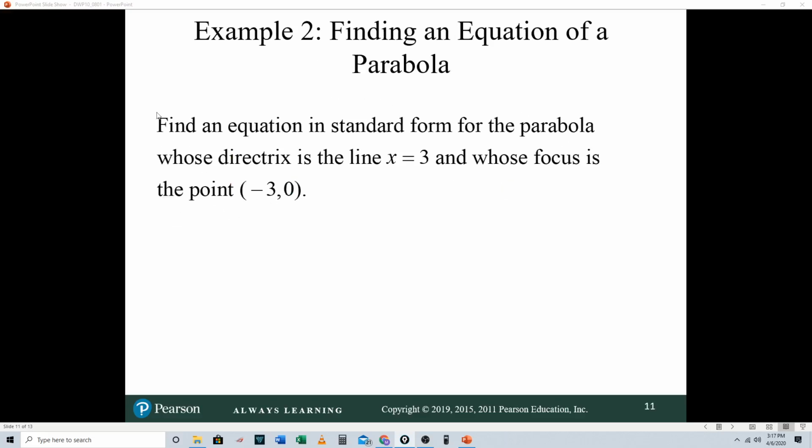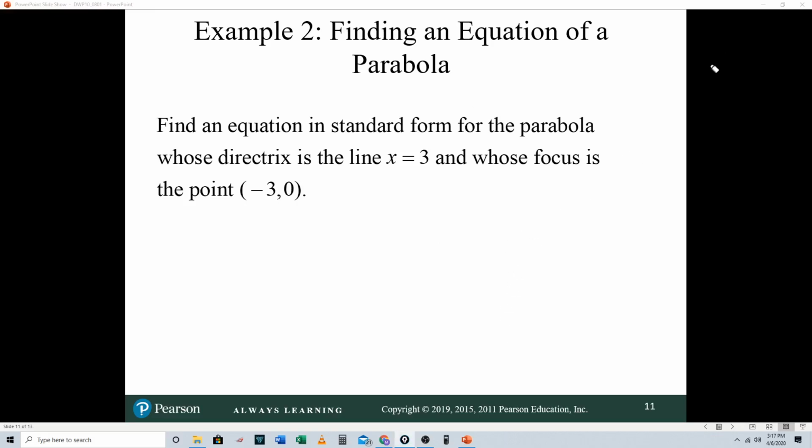All right. So we have an equation in the standard form of the parabola whose directrix is the line y equals 3 and whose focus is the point (-3, 0). So let me draw this out to give you a better idea. Right. So we have x equals 3.